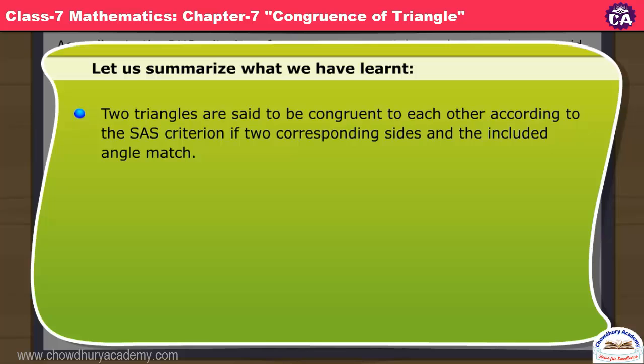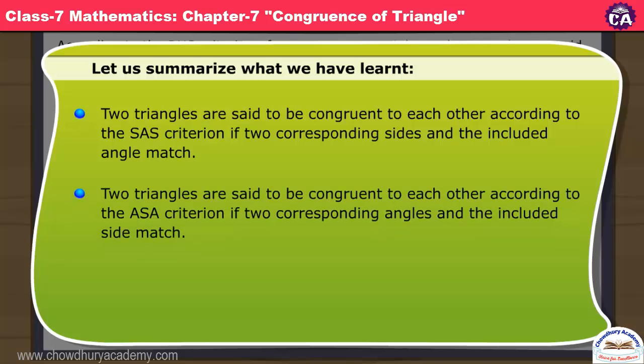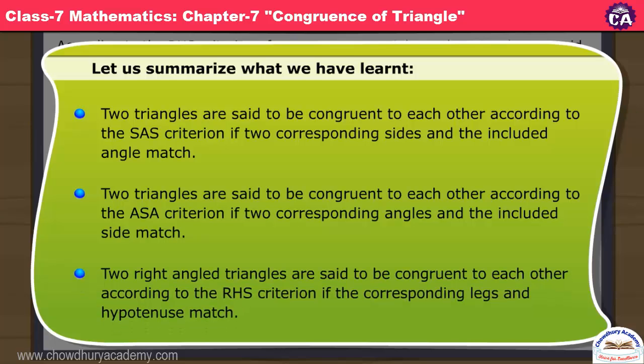Two triangles are said to be congruent to each other according to the SAS criterion if two corresponding sides and the included angle match. Two triangles are said to be congruent according to the ASA criterion if two corresponding angles and the included side match. Two right-angled triangles are said to be congruent according to the RHS criterion if the lengths of the corresponding legs and hypotenuse match.